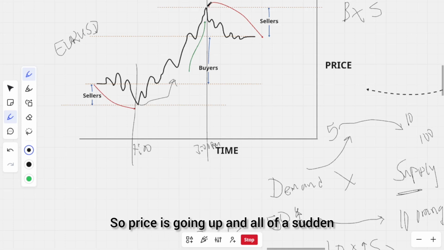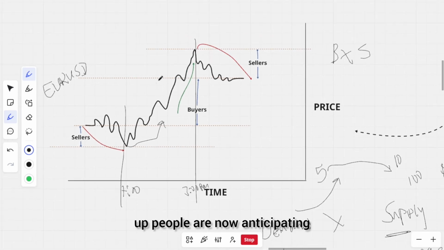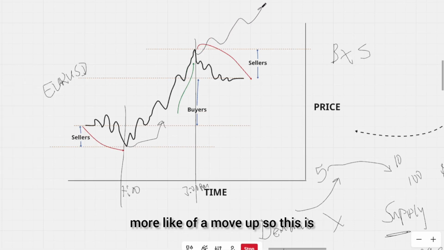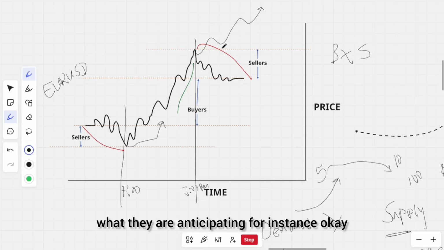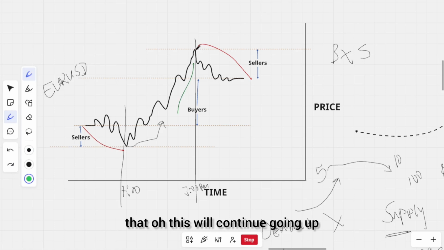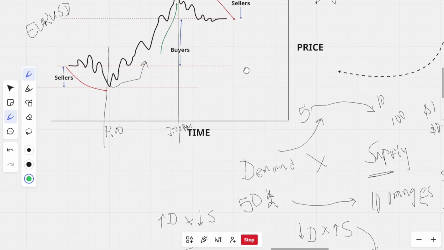So price is going up, and all of a sudden we now start seeing that there is too much demand, because people are now anticipating that maybe the price will continue going up. People are now anticipating that from here maybe we'll start seeing more of a move up. So this is what they are anticipating. So they now start saying, oh, let's start buying. They want to continue buying. Now, if they want to continue, that is demand, right? So demand is high.